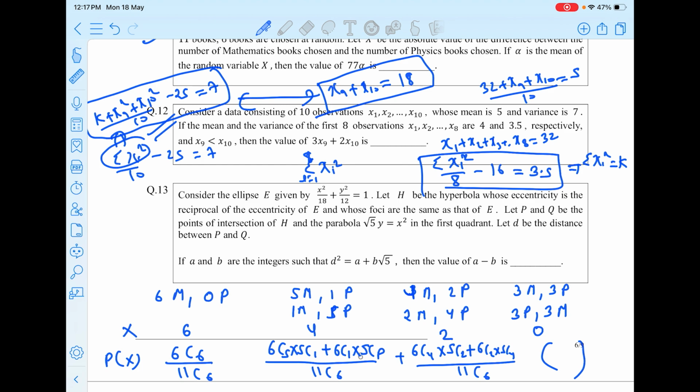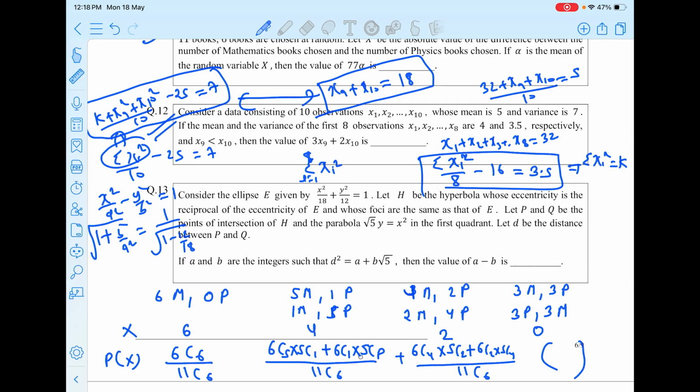So see, that means if you assume hyperbola is x square by a square minus y square by b square is equal to 1. So what's the eccentricity here? Root of 1 plus b square by a square. This is the eccentricity of hyperbola. And what is the eccentricity of this ellipse? 1 by, it is reciprocal, so that's why 1 by root of 1 minus b square by a square. This is one relation between a and b.